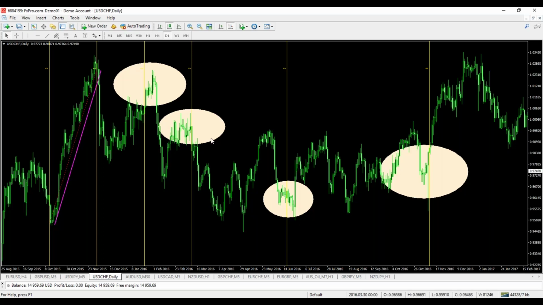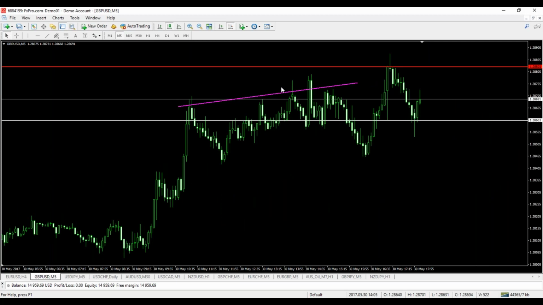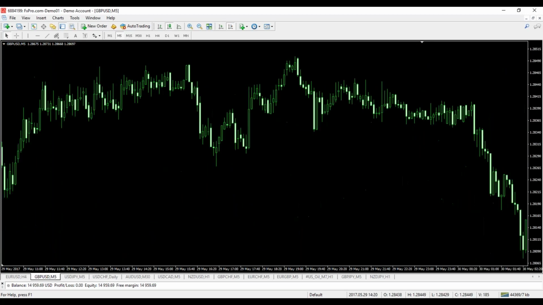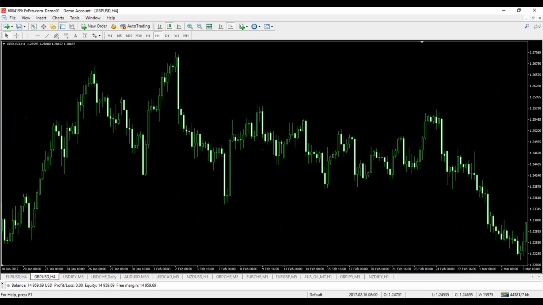So now I suggest that we try the Fibonacci fan on the next chart that was suggested, the British Pound American Dollar chart suggested by Jason Lee. Now I'm going to the British Pound American Dollar chart, and I'm going to switch to some kind of a bigger chart.